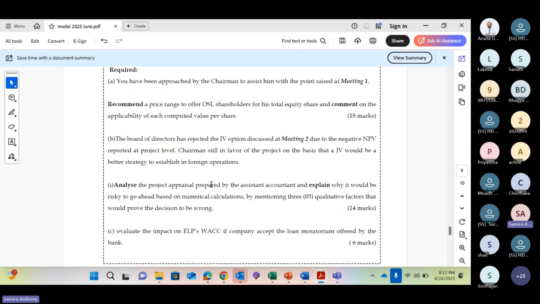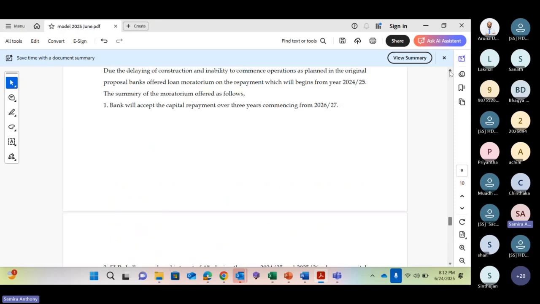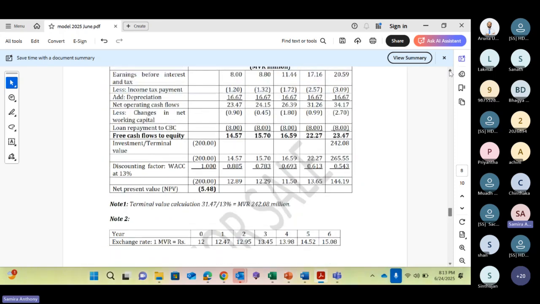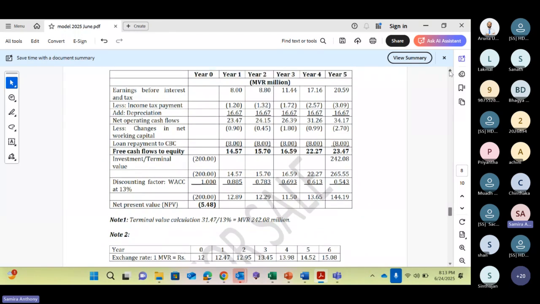analyze the project appraisal prepared by the assistant accountant and explain it would be risky to go into the numerical calculation. Now, we have to do this from our company's perspective. Actually, this is the project appraisal report prepared for the Maldivian project. This is not our project. We only invest 40% here. Now we have to do the project appraisal based on our company. This is the full project appraisal, but this is a joint venture.